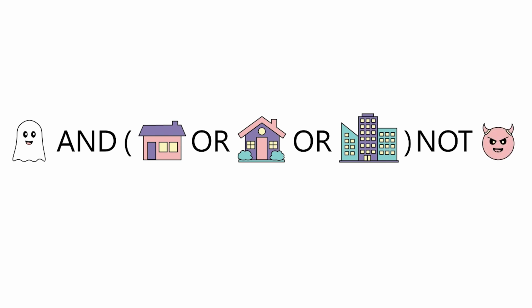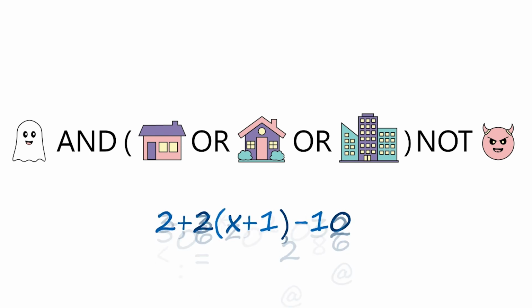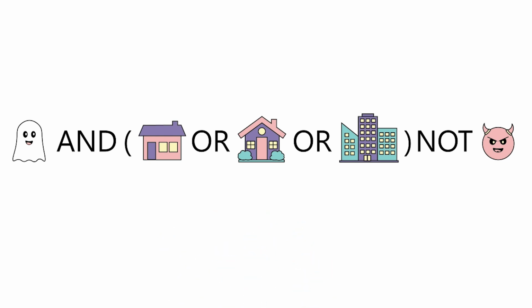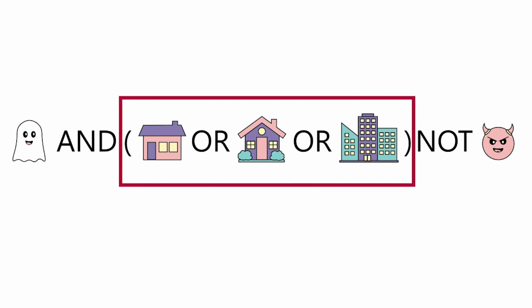A simple algebra problem appears on screen and then falls away. If it starts to sound like math, it is. But don't worry, the database handles the hard part. Just like in math equations, the order of operations applies. A red box is drawn across the part of the search in parentheses, house OR home OR building. Whatever's in the parentheses is done first.